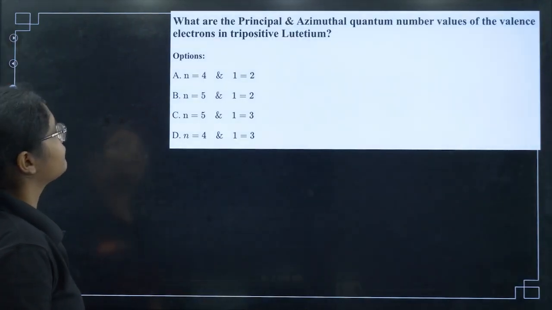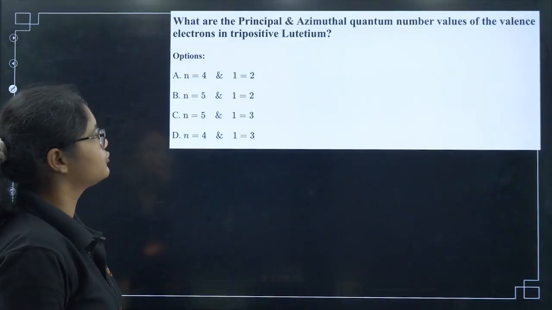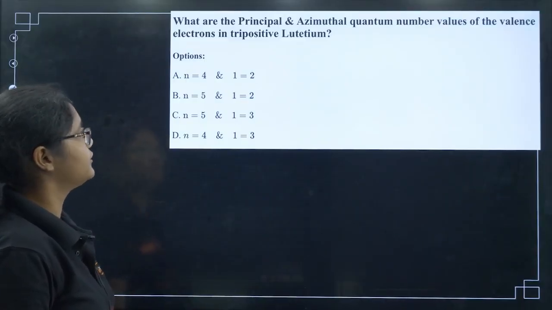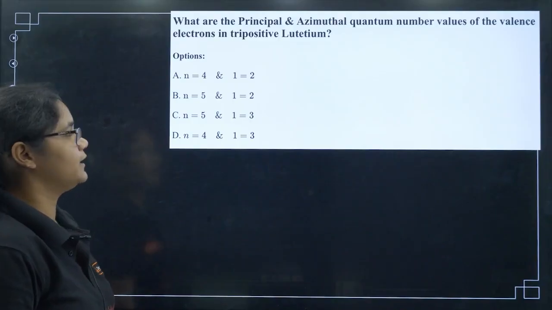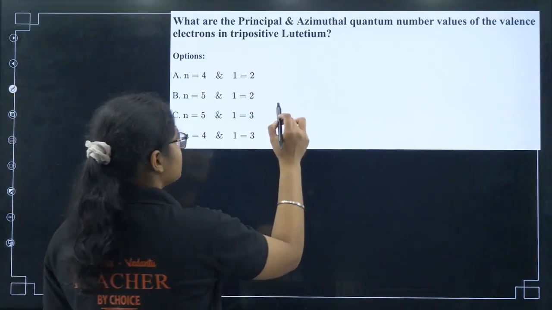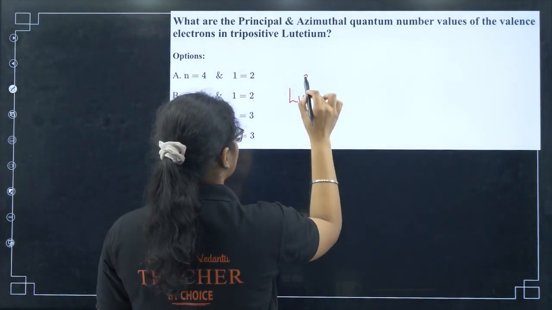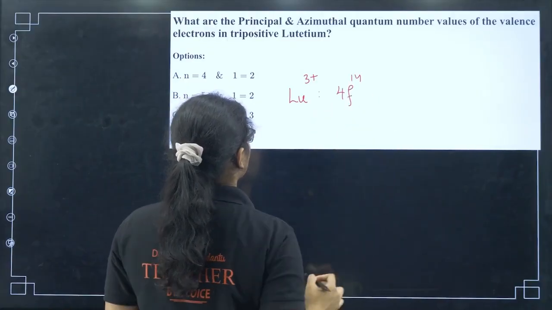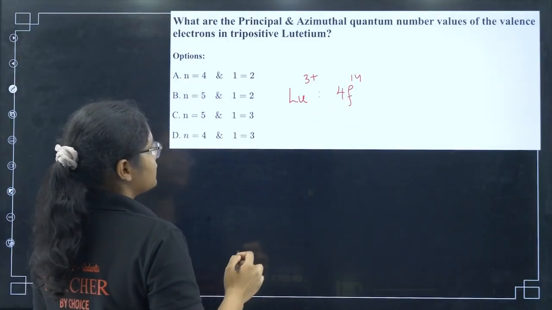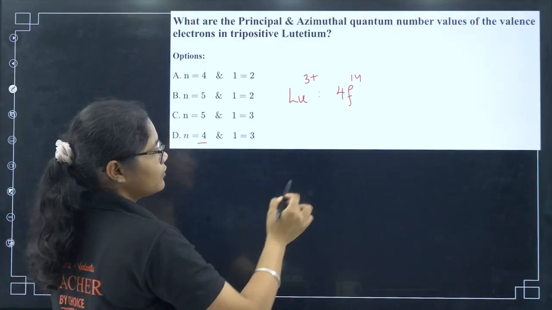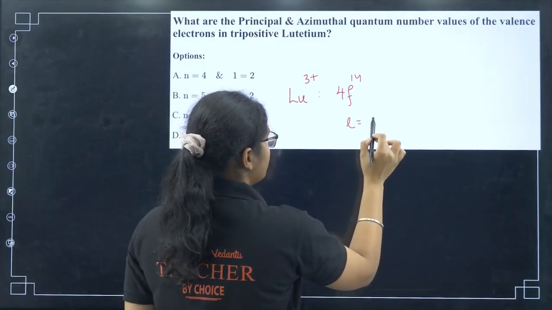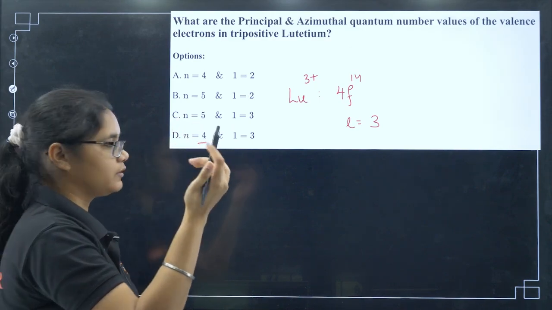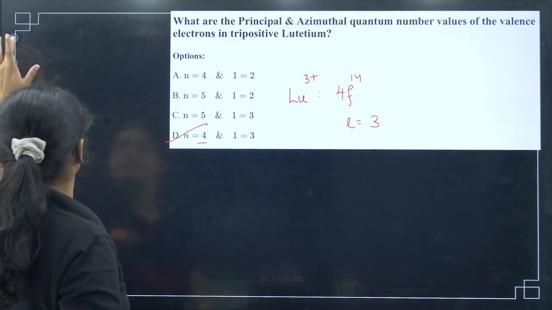Next, what are the principal and azimuthal quantum numbers of the valence electrons in the tri-positive lutetium atom? So, if you know the lutetium electronic configuration for +3 is 4f14. Now in that case, what will be the n value? The n value will be 4, and for f, what is the l value? The f value is 3, right? s, p, d, f: 0, 1, 2, 3. So, option number D here.